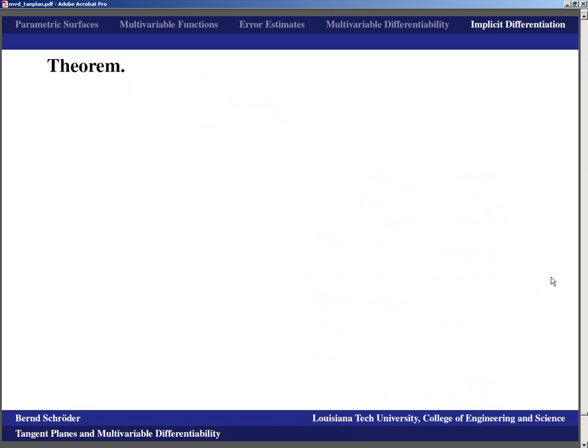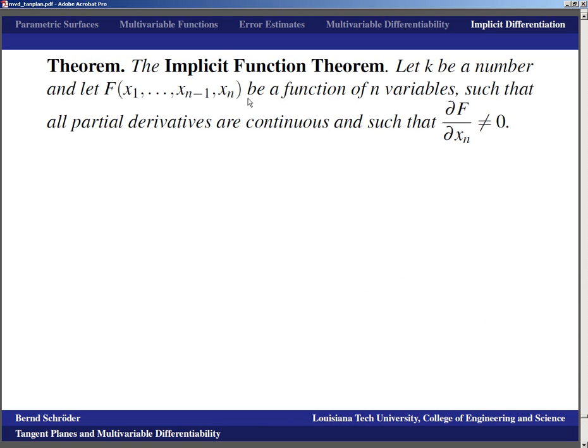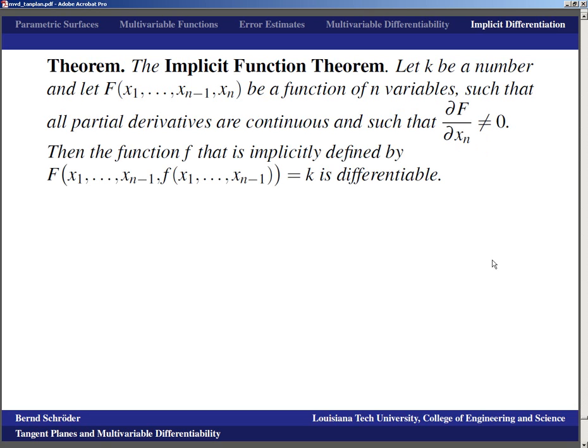And we are going to finish with implicit differentiation. The implicit function theorem is another very deep theorem of mathematics that we're not going to prove, and what it says is that basically if we take a number k and we let f of x1 through x(n-1) and xn, where we treat xn as a separate variable, differently from the other ones, be a function of n variables, so that all partial derivatives are continuous, and so that the derivative with respect to xn of f is not equal to 0.